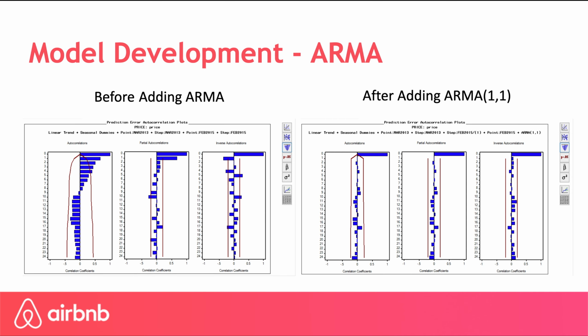Moving on to ARMA. As we can see here, lag 1 was significant in both ACF and PACF plots. So we decided to add ARMA(1,1) into the features. After we did that, we found that there were no spikes above the red lines in the autocorrelation plots, which means we improved our model by adding these features.